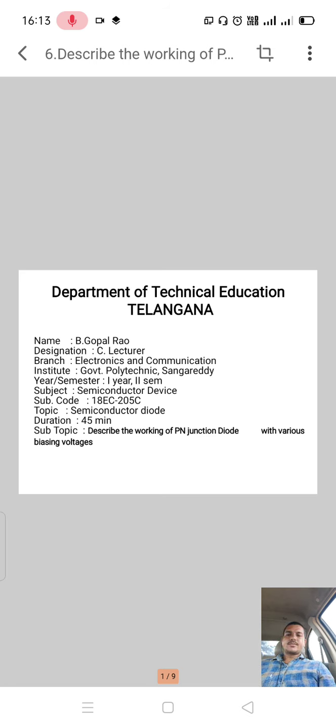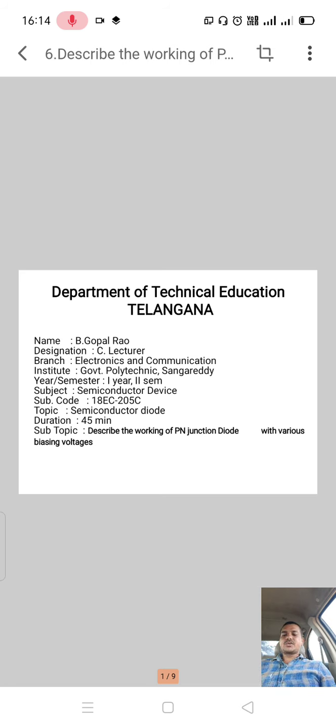Today's topic is to describe the working of a PN junction diode with various biasing voltages. On completion of this period, you would be able to understand PN junction diode forward bias and reverse bias, the working of the diode under forward bias and reverse bias conditions, and current components.